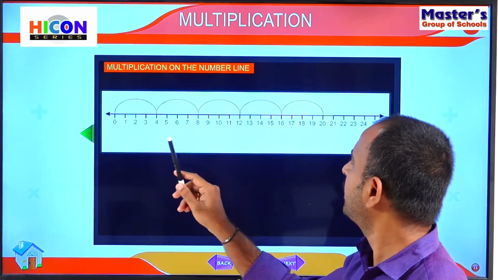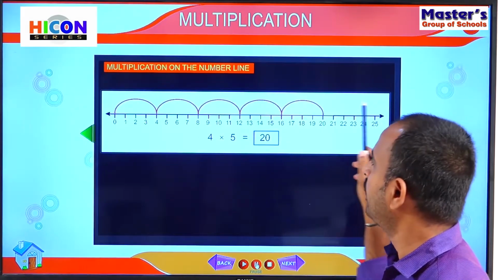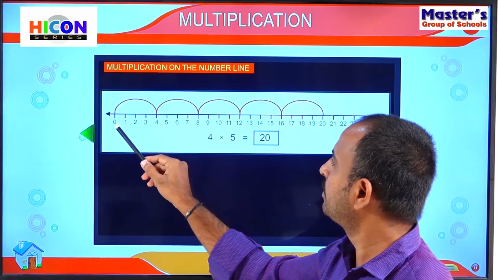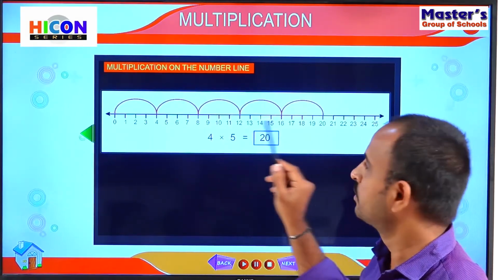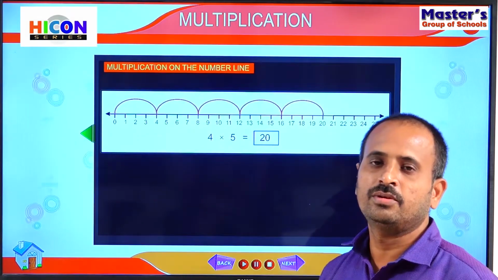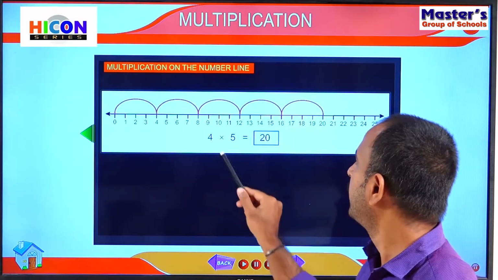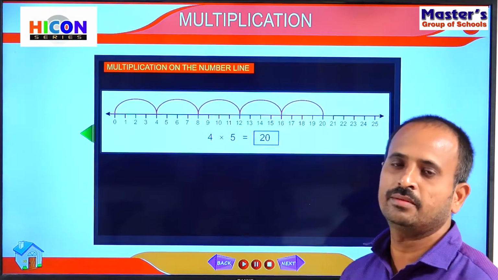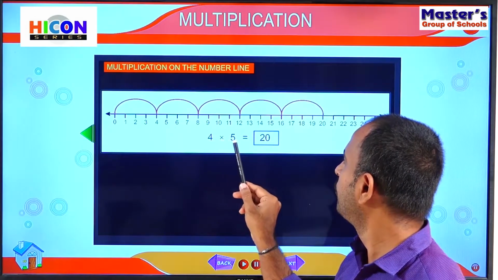So what is the number line? A number line is a straight line, and we have to mark numbers from 0 to something on it. This is called the number line. So let us see how to multiply two numbers on a number line. Let us see an example, that is 4 into 5.